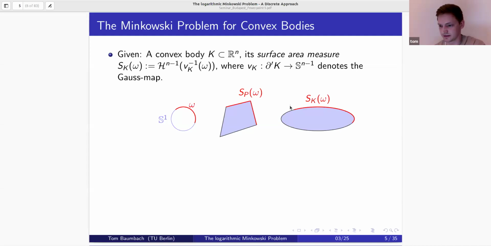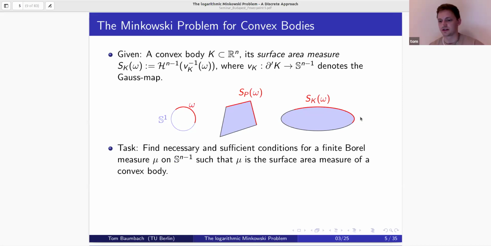And now for the convex body K on the right-hand side, we look at all points in the boundary which have an outer unit normal vector contained in omega. And we see, so I printed it here also in red, I hope you can see it, that's all points on the boundary of the convex body which have an outer unit normal vector in omega. And then we look at this line segment in this case and also want to know the length of this line segment. And that would also be the surface area measure of this convex body.